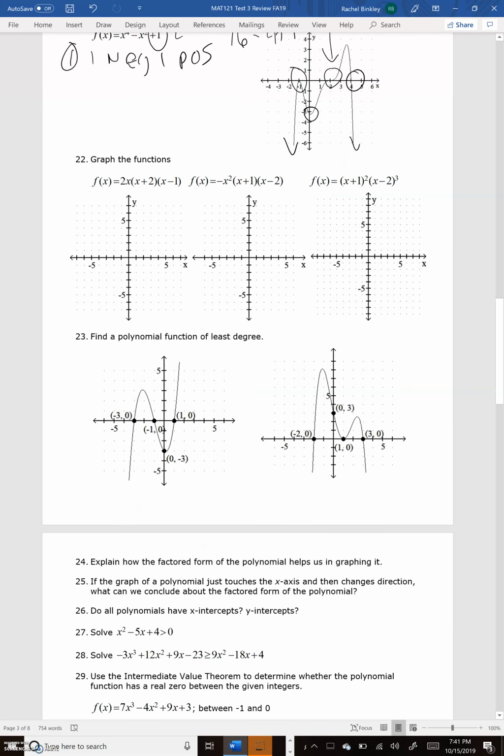Question 22. Graph these functions. So I'm going to say step number 1, and let's just do maybe just one of them. Find the zeros, plot the zeros. So let's look at this first function. 2 times what is 0? And that's going to be 0. So I'm going to put a point right there.